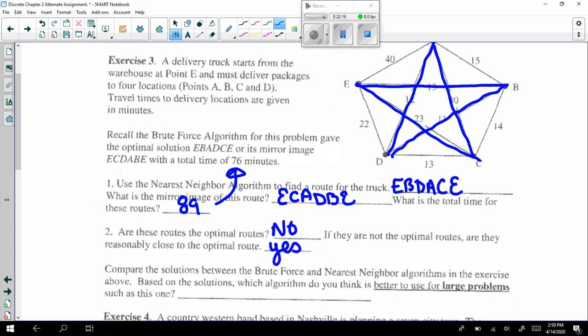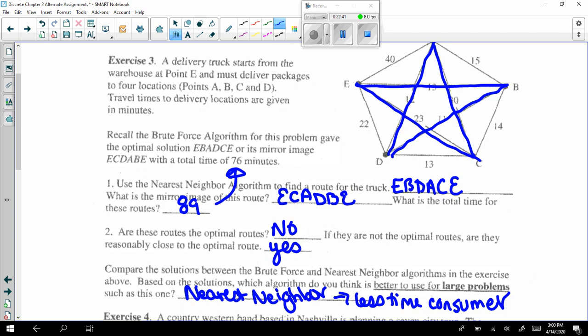Yes. And instead of doing 24 sums or 24 different paths, it's better to use the nearest neighbor algorithm because it's less time consuming and still pretty optimal. Oops, I should have said consuming. It's pretty optimal, but not perfect.